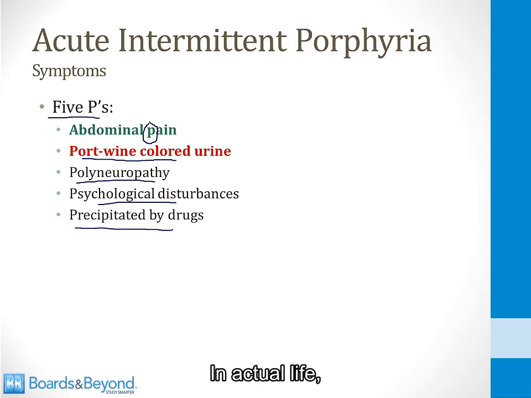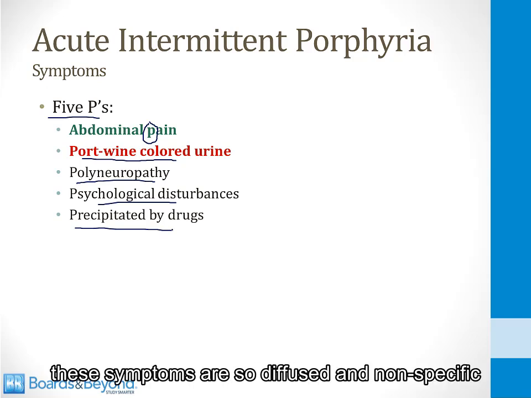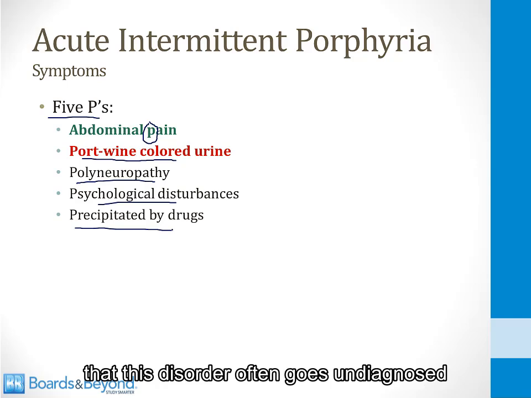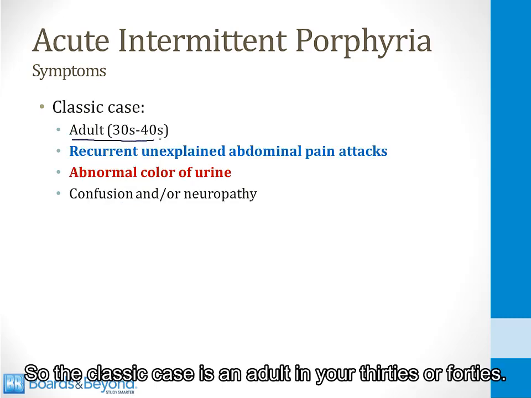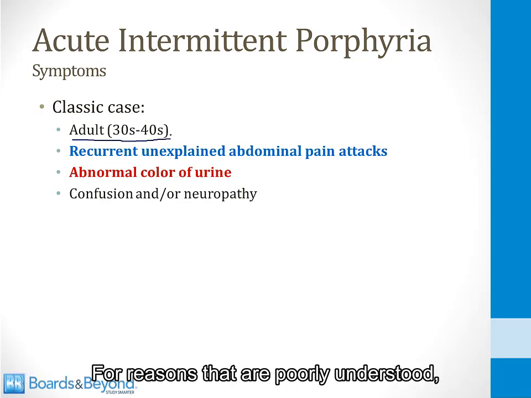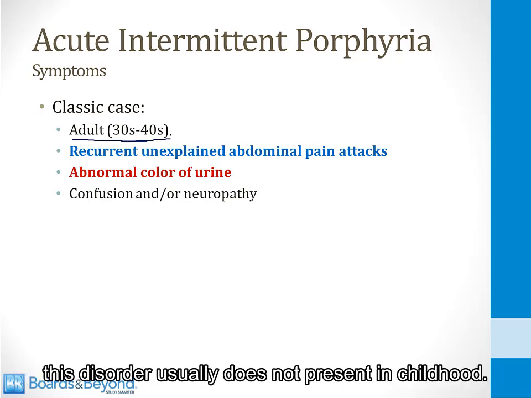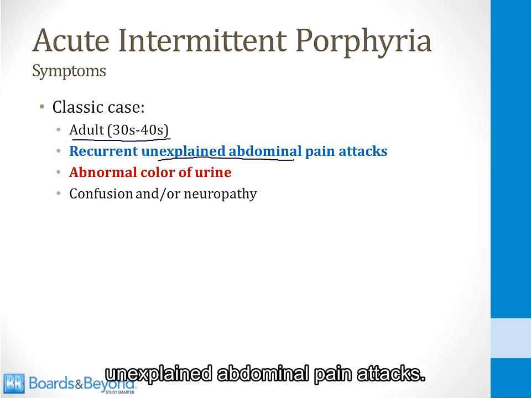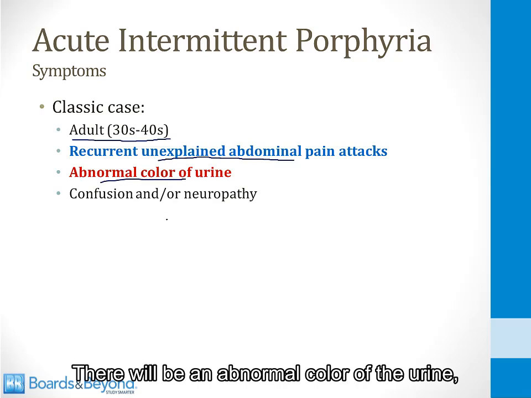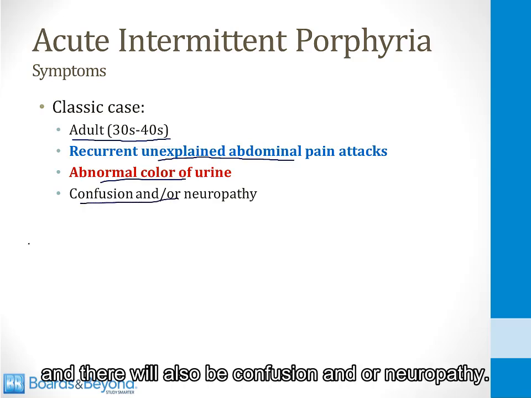In actual life, these symptoms are so diffuse and nonspecific that this disorder often goes undiagnosed for a long period of time until some astute clinician makes the diagnosis. So the classic case is an adult in their 30s or 40s. For reasons that are poorly understood, this disorder usually does not present in childhood. The patient will have recurrent unexplained abdominal pain attacks, there will be an abnormal color of the urine, and there will also be confusion and/or neuropathy.